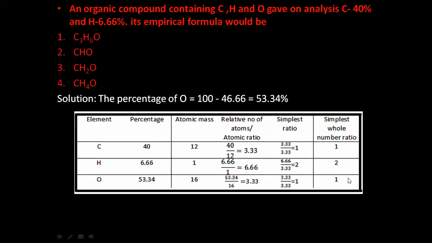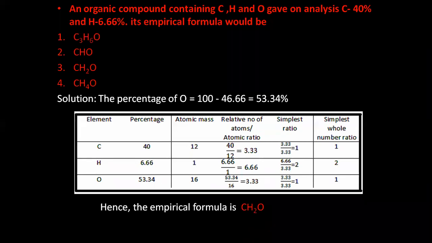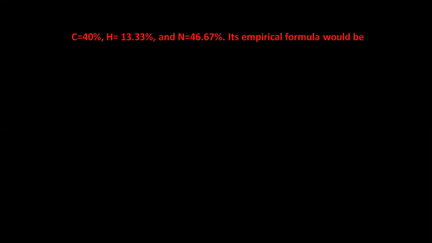And since we are to calculate the empirical formula, the empirical formula will be CH2O. That will be option 3. So that is how we solve such problems where the percentage of one of the elements is not given. Okay, let us take a final question.